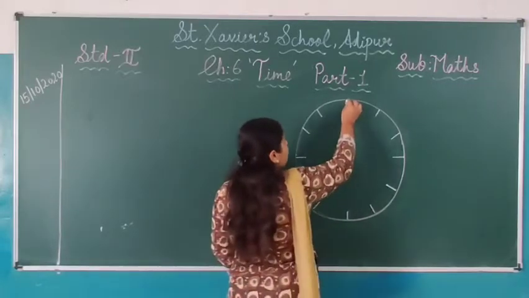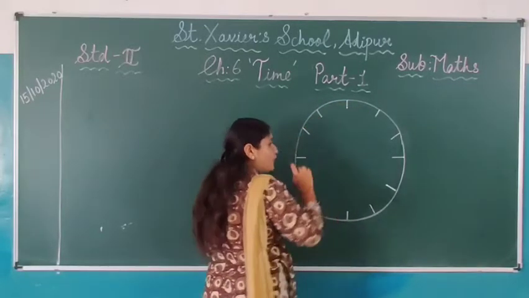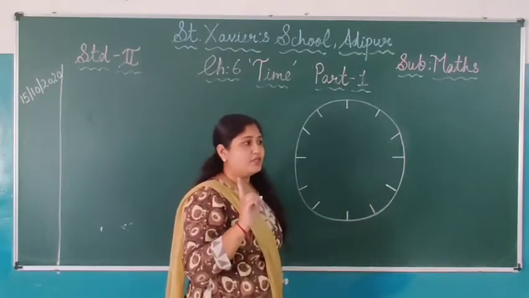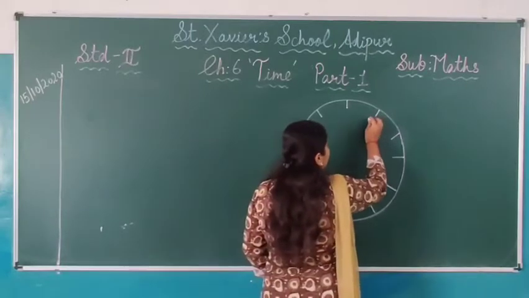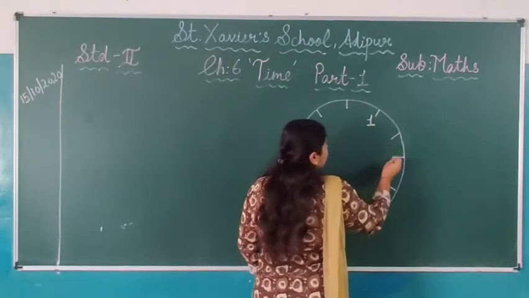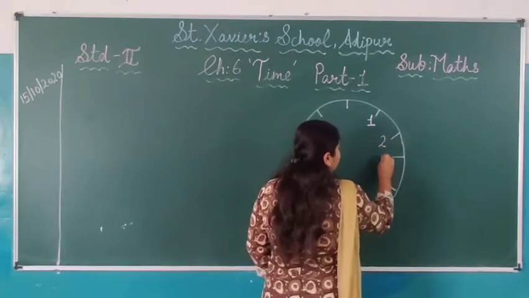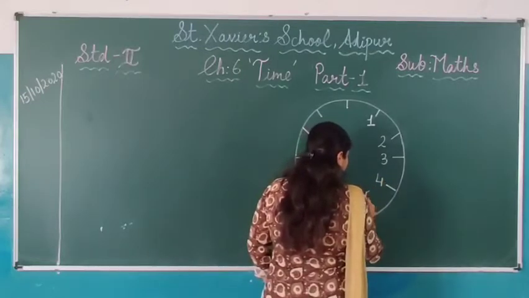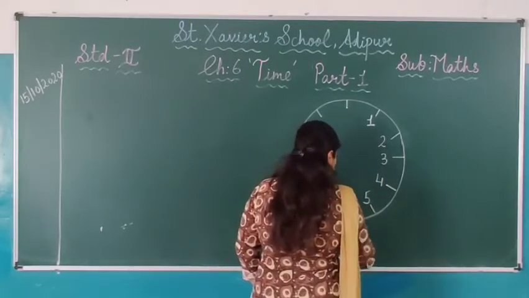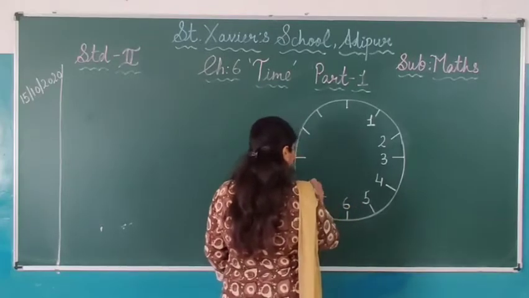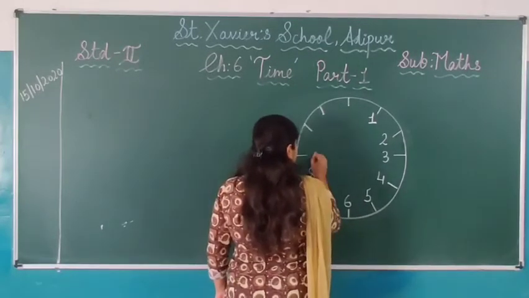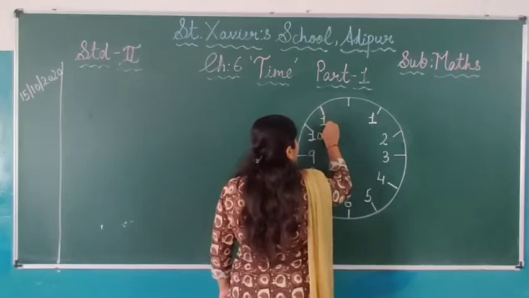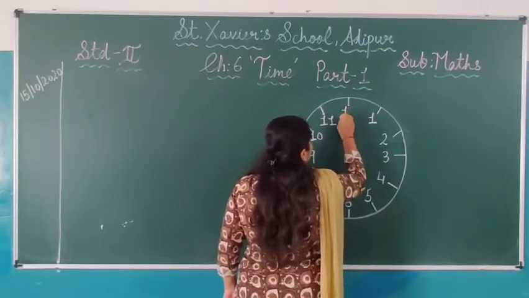Right? So this way students, you have to draw a small line. With that, we have to write down the numbers. From the 1, we will start. Right? So first of all, you will write down here 1. Then 2, 3, 4, 5, 6, 7, 8, 9, 10, 11, and last 12.